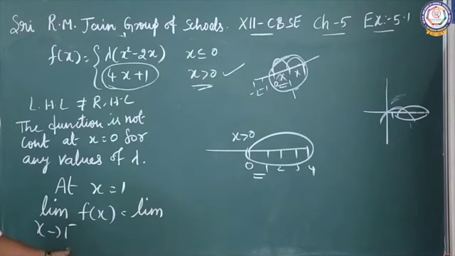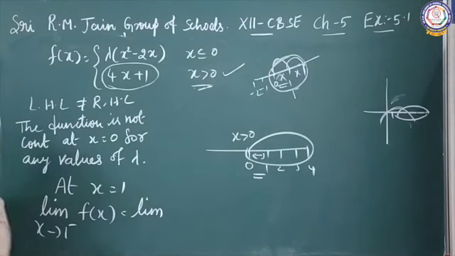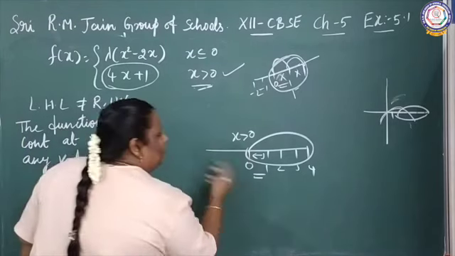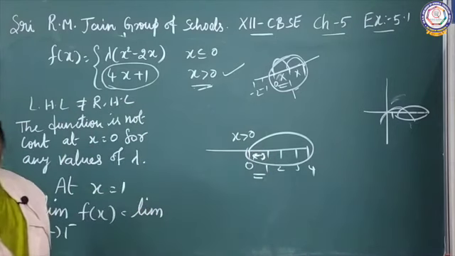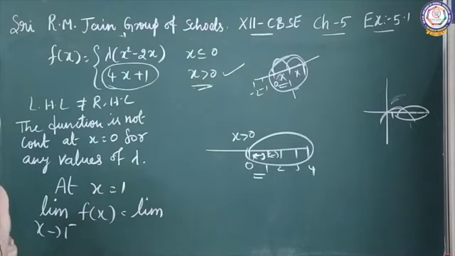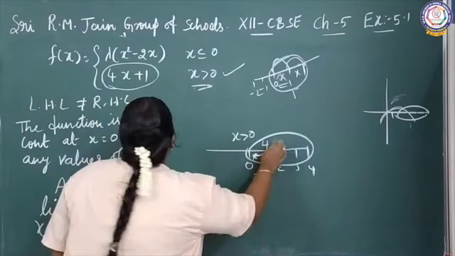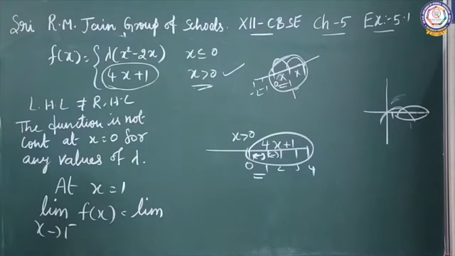X tends to 1 minus. 1 minus means in between these values, because it moves on to the negative side, the left hand side. It moves on to the left hand side, so in between these values. X greater than 1 means what is the value? In this value. So all the possible values are on the line 4x plus 1. It is in the line of 4x plus 1.